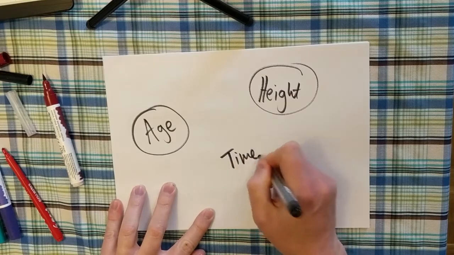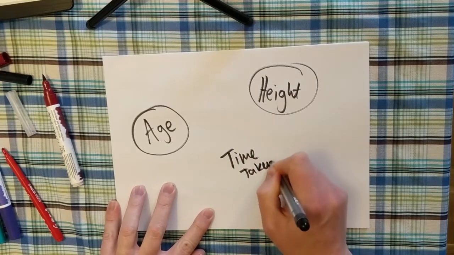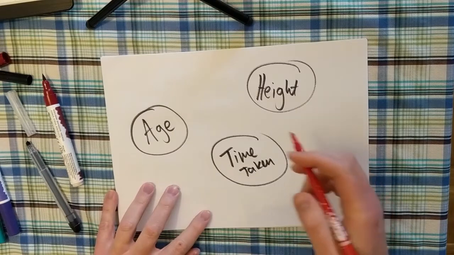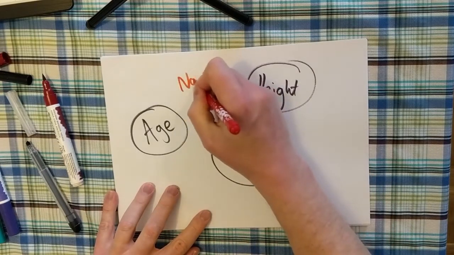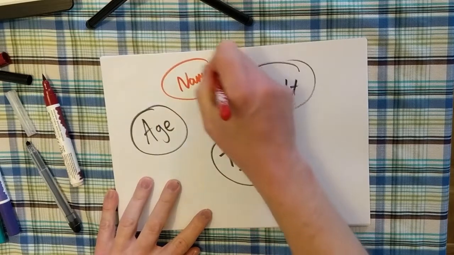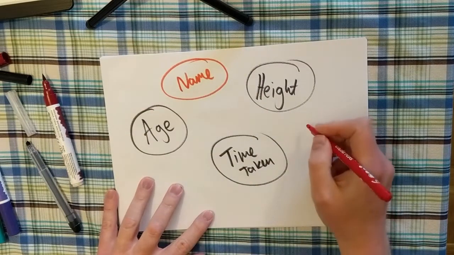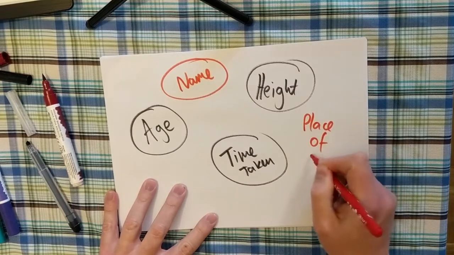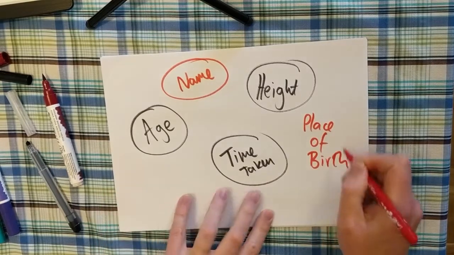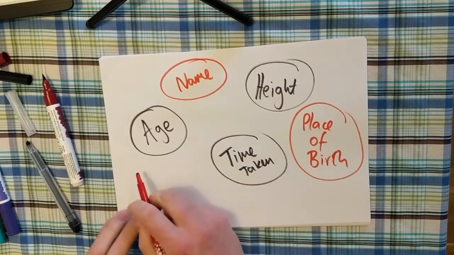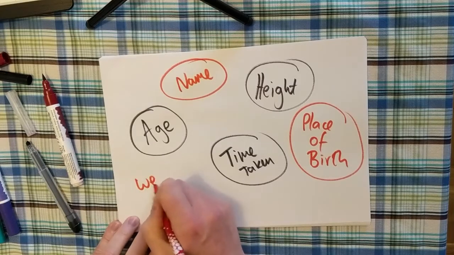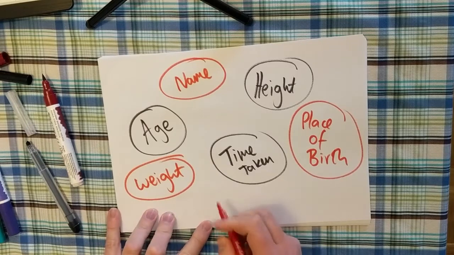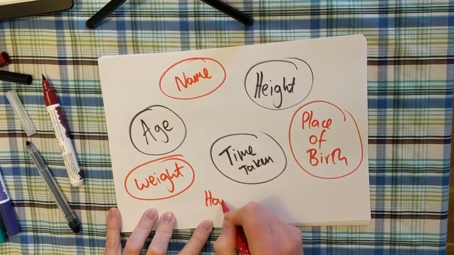We could have time taken. Time's running out. We could have your name. You could have place of birth. You can have all sorts of different things. Weight. It could be, I don't know, hair colour.